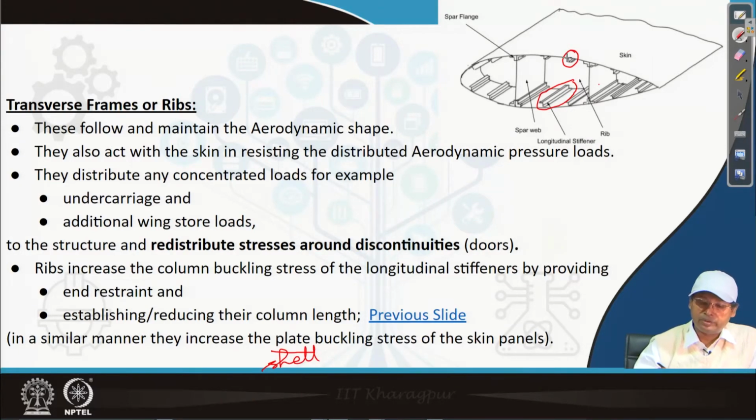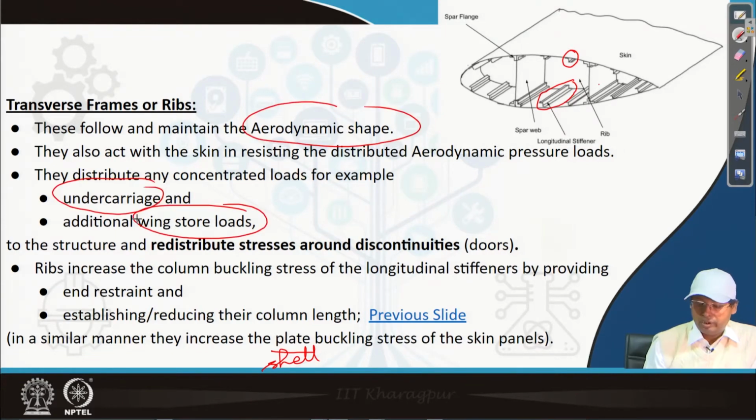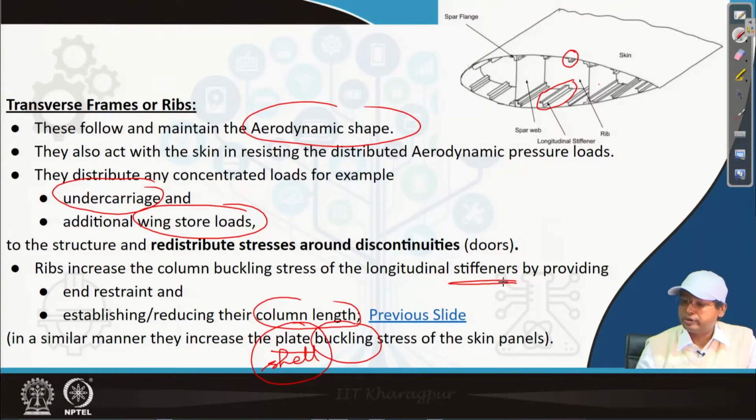So, the ribs not only distribute loads coming from undercarriage and wing store, and provide the aerodynamic shape, they also enhance the capability of the other members. As it is said, they enhance the plate and shell buckling parameter. They also enhance the column length of the stiffeners. So, ribs have various properties and serve that way.